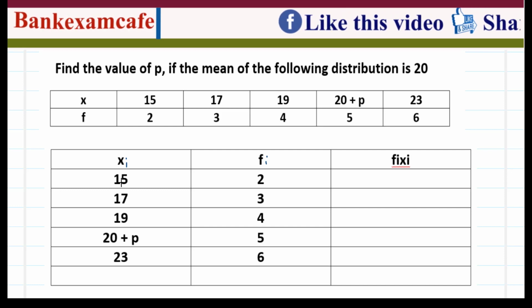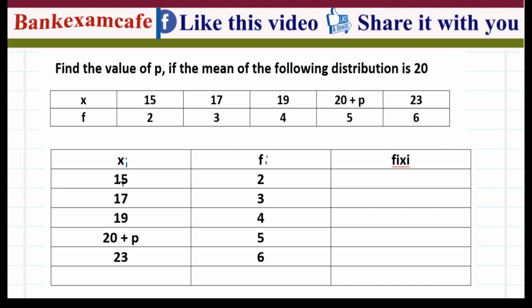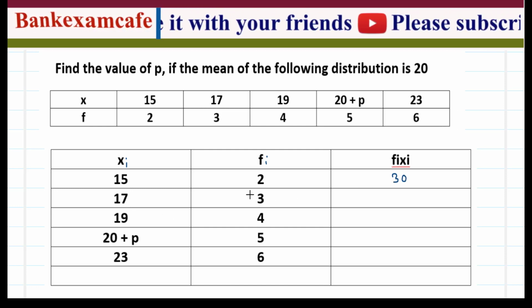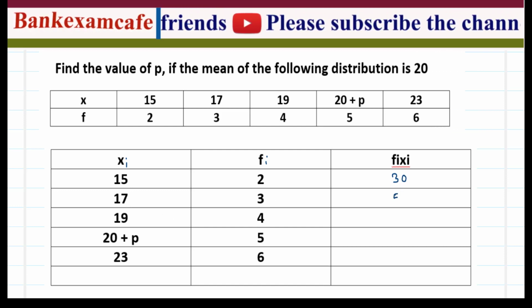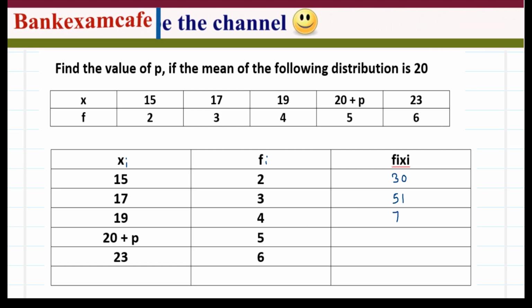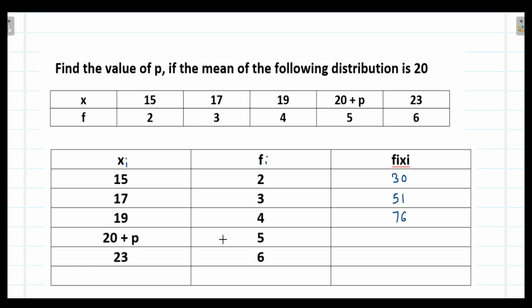So take the product of the frequency and the mid value, that will be 15 2s are 30, then 17 3s are 51, then 19 4s are 76. Then it will be here, be careful while taking the product of these two numbers. I always call it an accident prone area, APA, where the chances of accidents are always obvious.